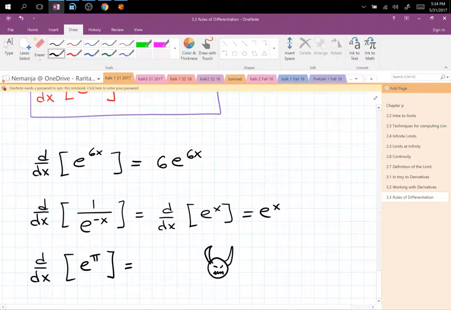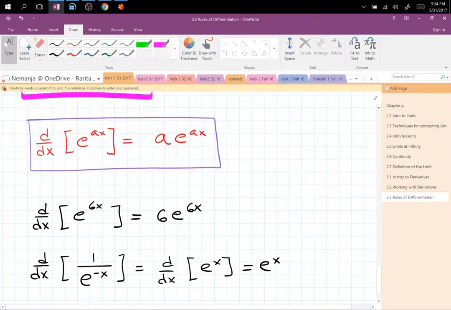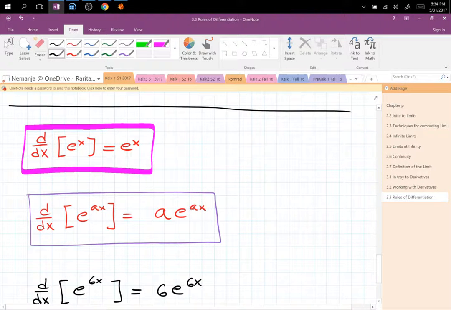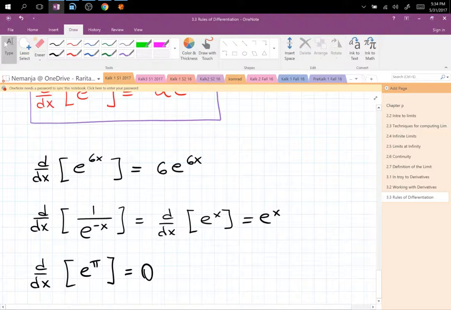E is a constant, right? Pi is a constant. So think of e as 3, think of pi as 3, so 3 to the 3 is what, 27? Constant. So yeah, they're all constants. The rule works only when there is an x, a variable, there, right? No x's in e to the pi.